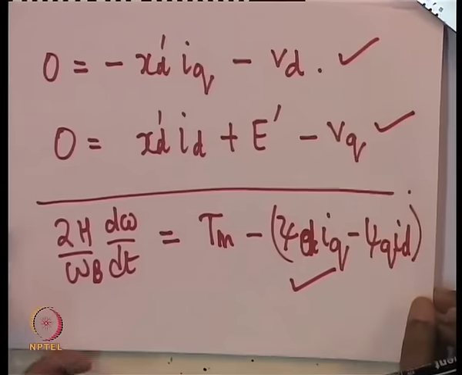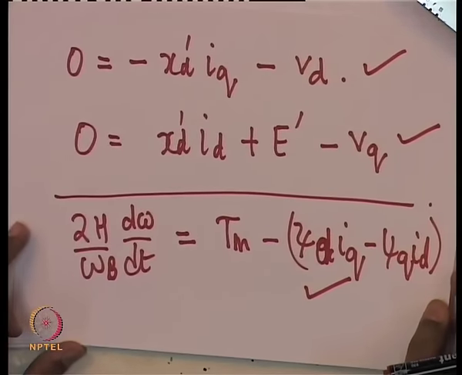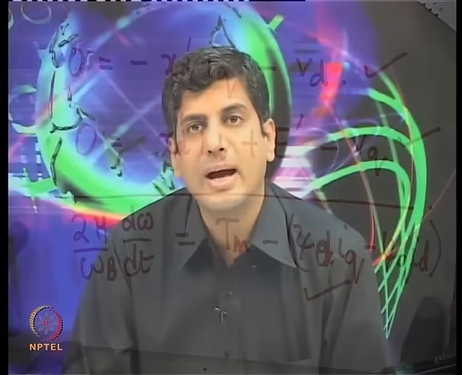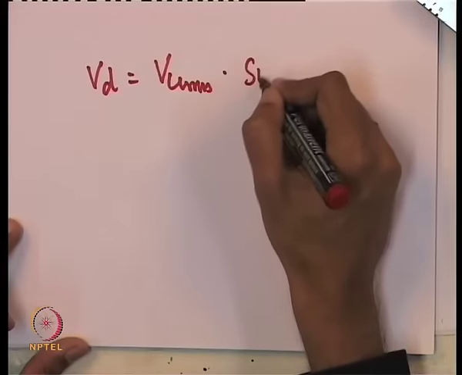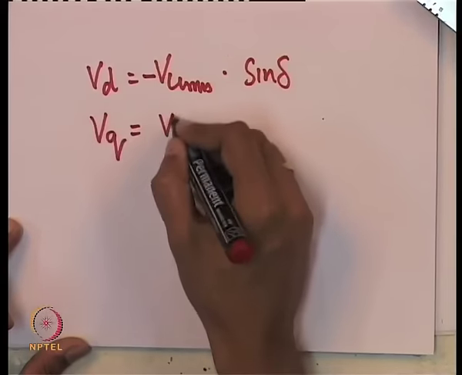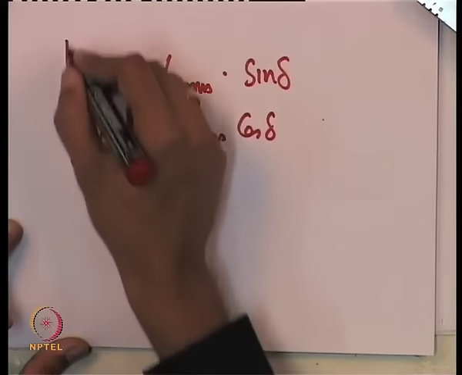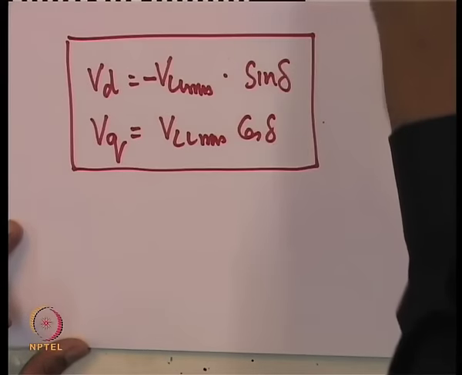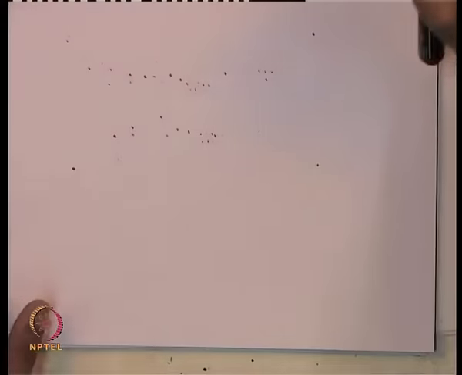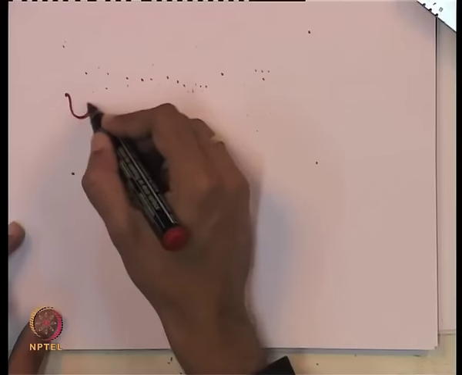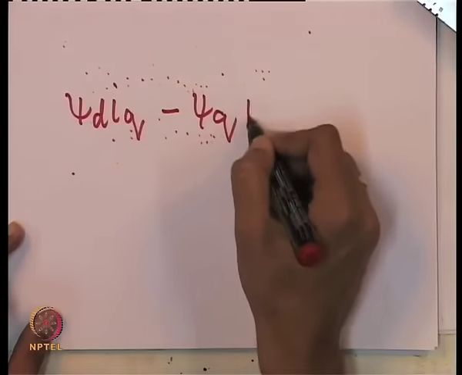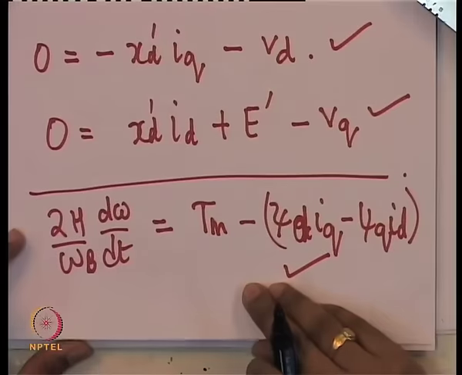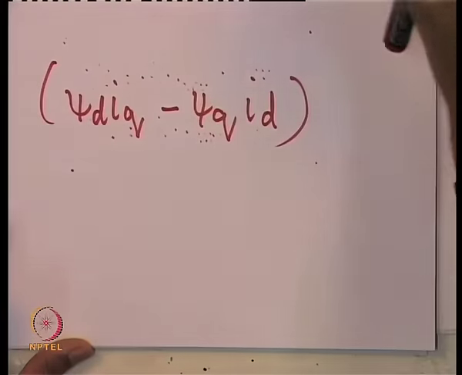Now, if you are talking of a synchronous machine connected to an infinite bus or a stiff voltage source, as the one which we have used for all our studies so far, in that case V d is equal to V line to line RMS of that source into sin delta minus of it. So, this is the source whose characteristics I have discussed in the previous lectures. If this is true, then it is quite easy to show that psi d I q minus psi q I d, from all the equations which we have got, from these equations and these equations.